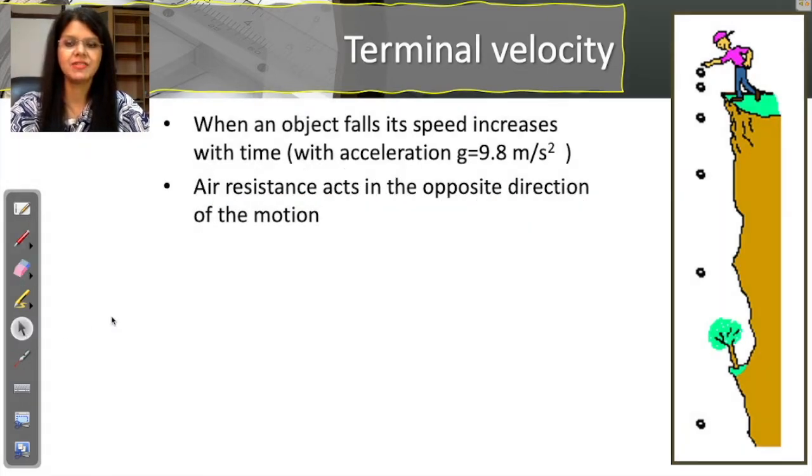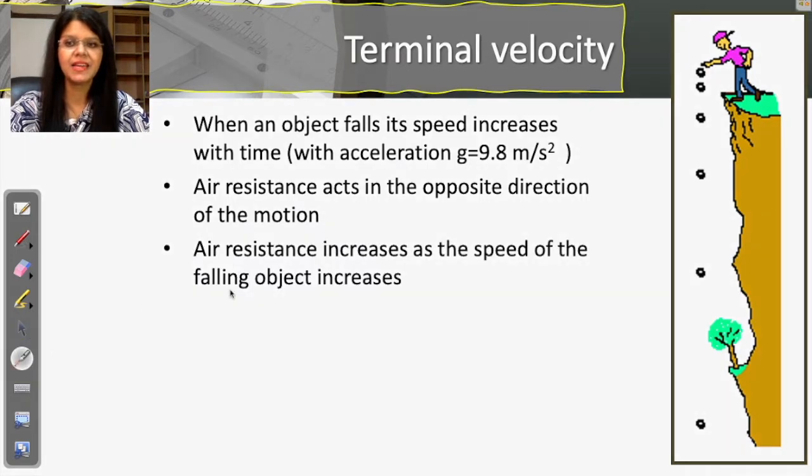All right, so let's come to the third point. Air resistance increases as the speed of the falling object increases. Let's not consider the falling object for a moment. Let's consider any object which is moving. So when you are moving at a higher speed, air resistance is high. How do you say it? Have you ever experienced it in your day-to-day life? Yes, you have. So when you are walking, you feel your hair is flying back, right?